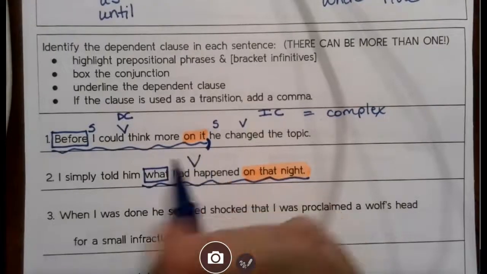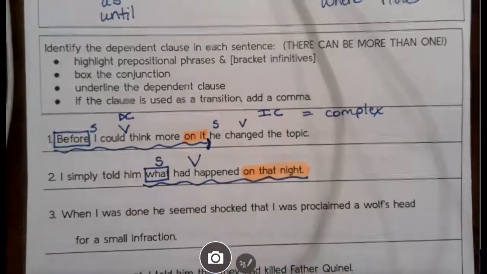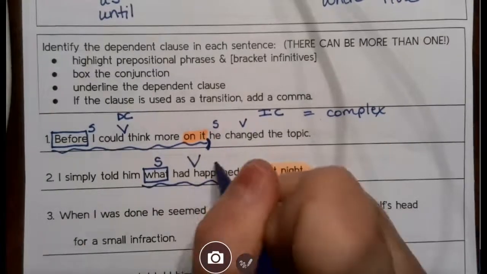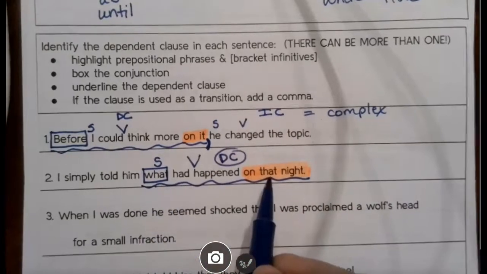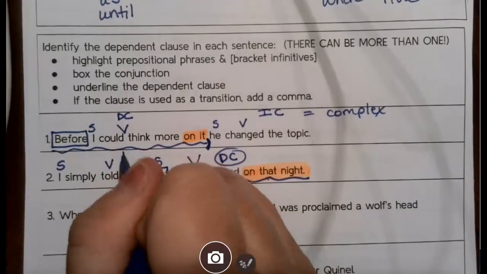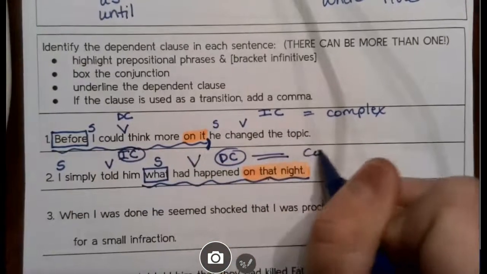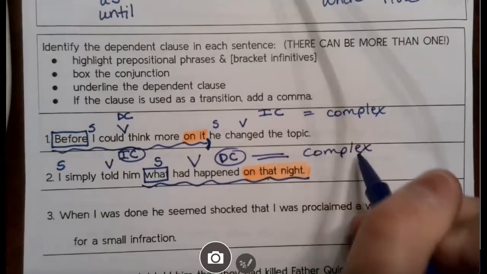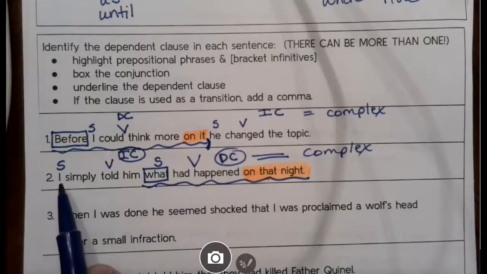I don't see a subject. What actually acts like our subject. So this is the dependent clause. It's what had happened, and then I and told make up that independent clause. And together, they equal a complex sentence. And since my dependent clause is at the end of the sentence, I don't need a comma. My sentence starts with a subject and a verb. That is not a transition.